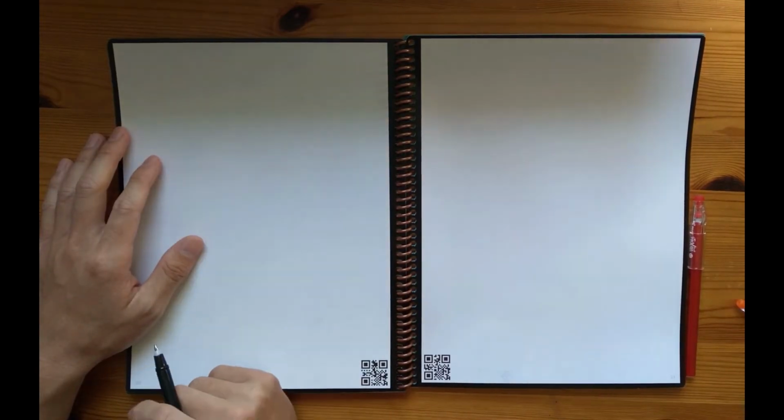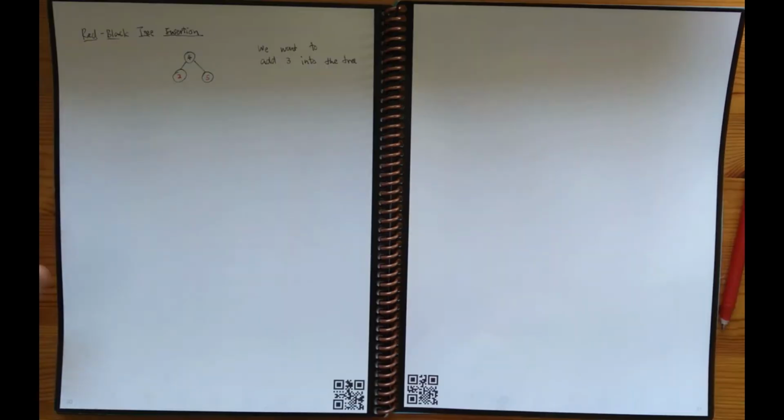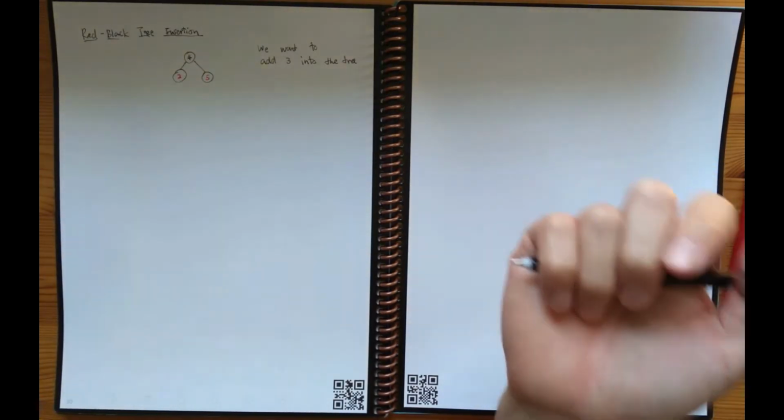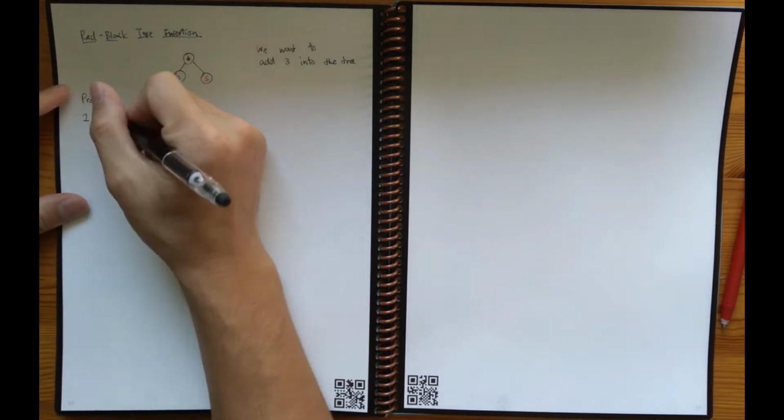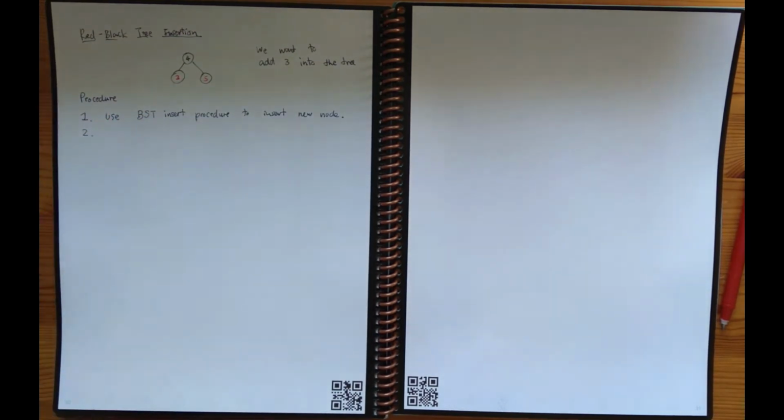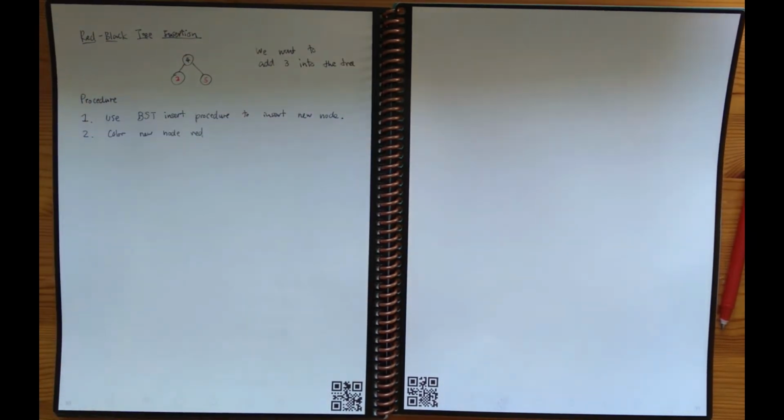How do you do red-black tree insertion? To do it, you follow a standard set of procedures. Step number 1 is you use the standard binary search tree algorithm to insert the node in its rightful place. Step number 2 is you color the new node red. And then step number 3 is you're going to check whether you have a conflict.